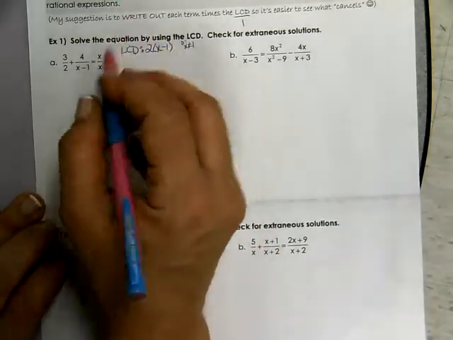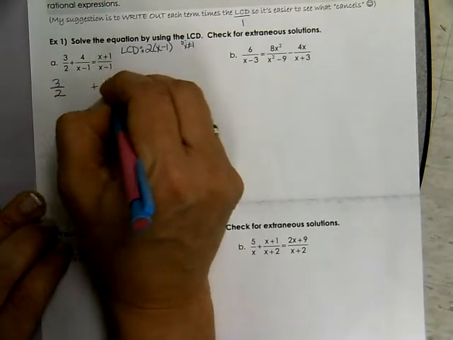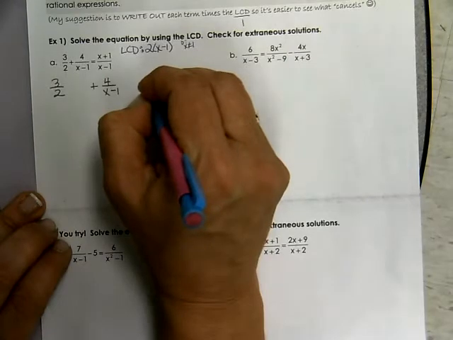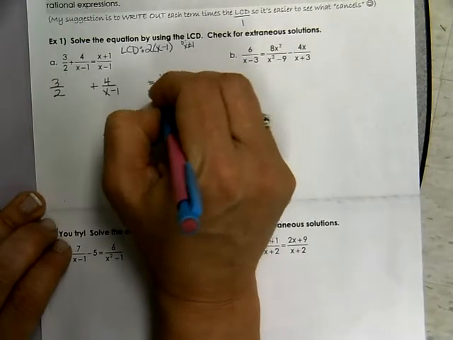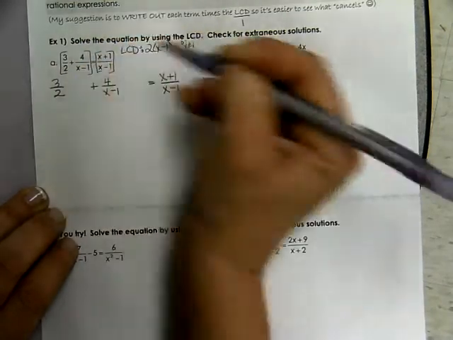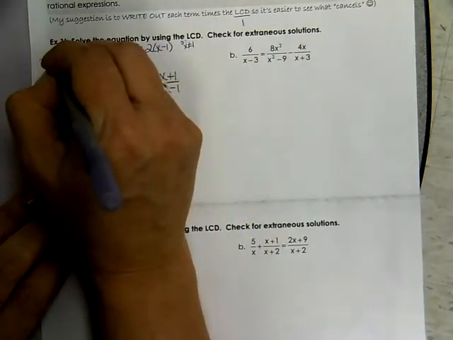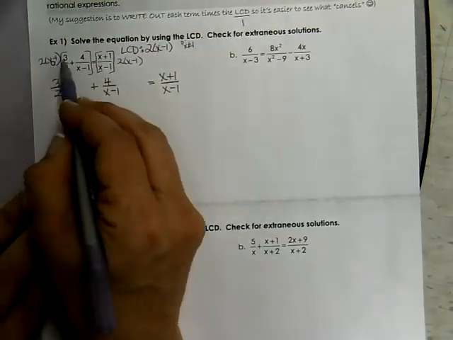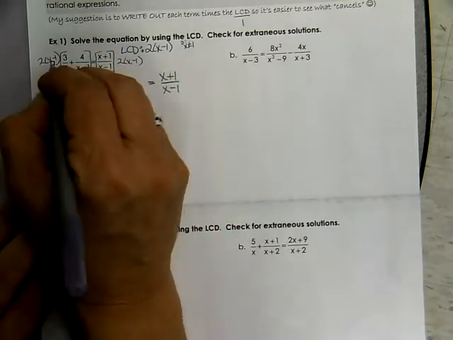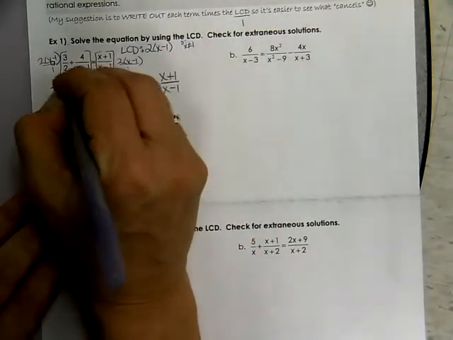Now that we have the least common denominator, my suggestion is to rewrite each term. 3 over 2, leave a space. 4 over x minus 1, leave a space. x plus 1 over x minus 1. Essentially, what we are doing here is multiplying each side by 2 times x minus 1, and then distributing that to each term. So it's like 2 times x minus 1 over 1 that I can distribute to each term.